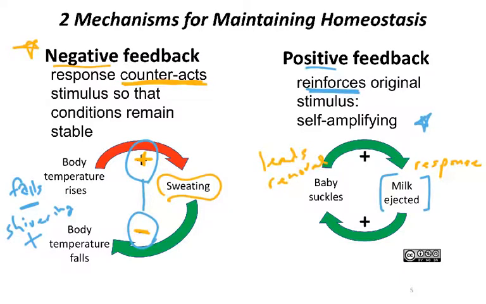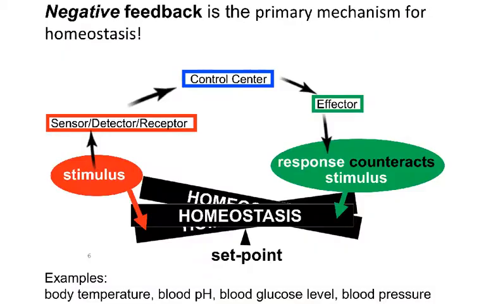Eventually, right? So eventually the baby's full. And the baby stops suckling, and that interrupts the positive feedback loop. Okay, so you can kind of see, I'm trying to make it really clear that this is super important to remember. Negative feedback's the primary mechanism for homeostasis.